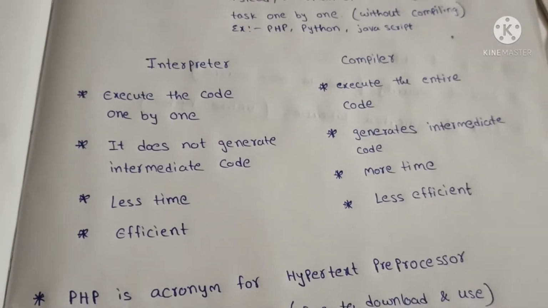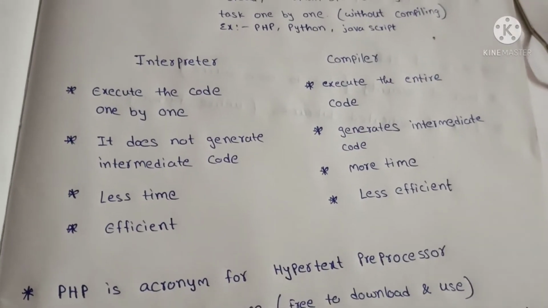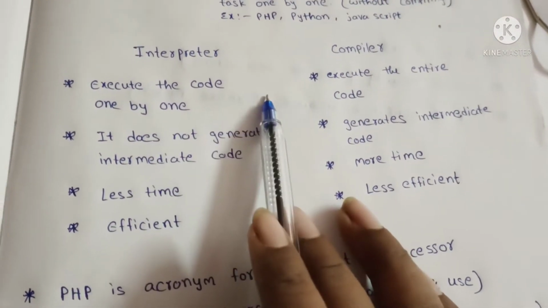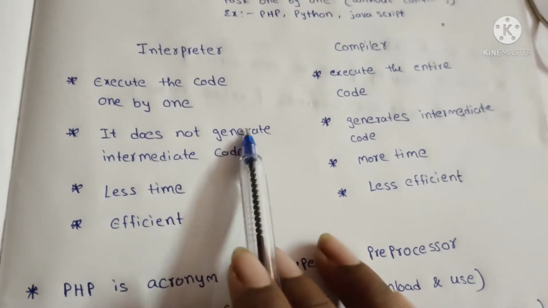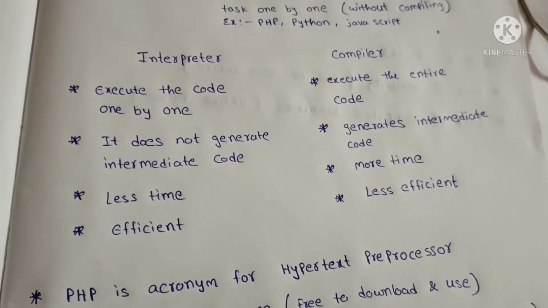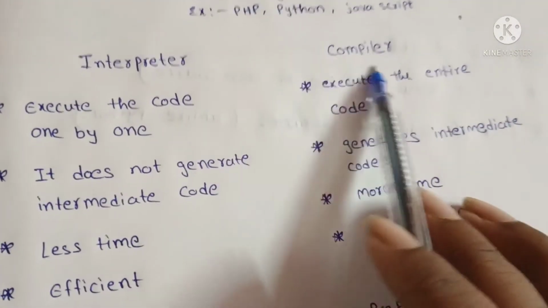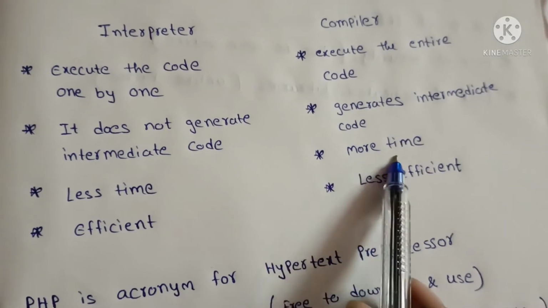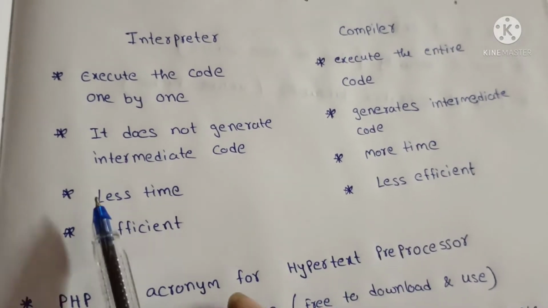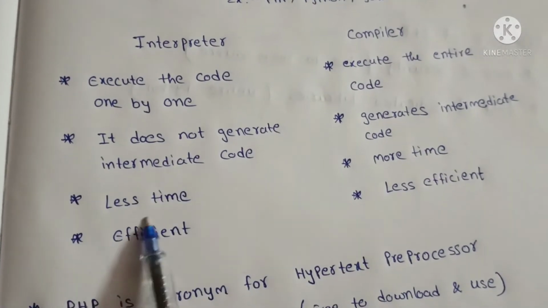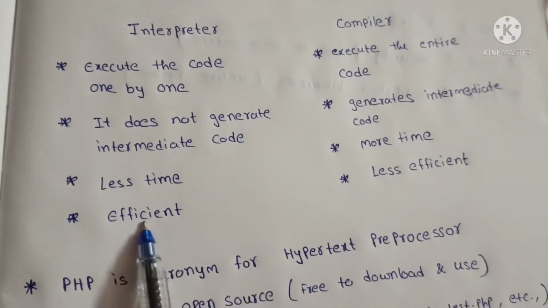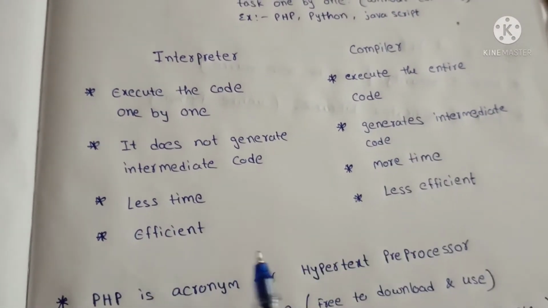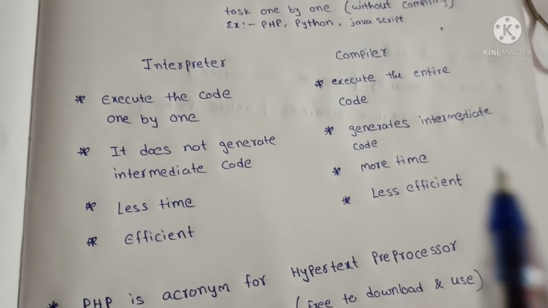Now let us see some more differences between interpreter and compiler. In an interpreter, the code is executed one by one. If the first step is executed, then it moves on to the second step, and then the third step, like that. But in the compiler, it executes the entire code, so it takes more time and is less efficient. Whereas the interpreter takes very little time, so it is efficient, and it does not generate intermediate code, while the compiler generates intermediate code. So these are the main differences between interpreter and compiler.